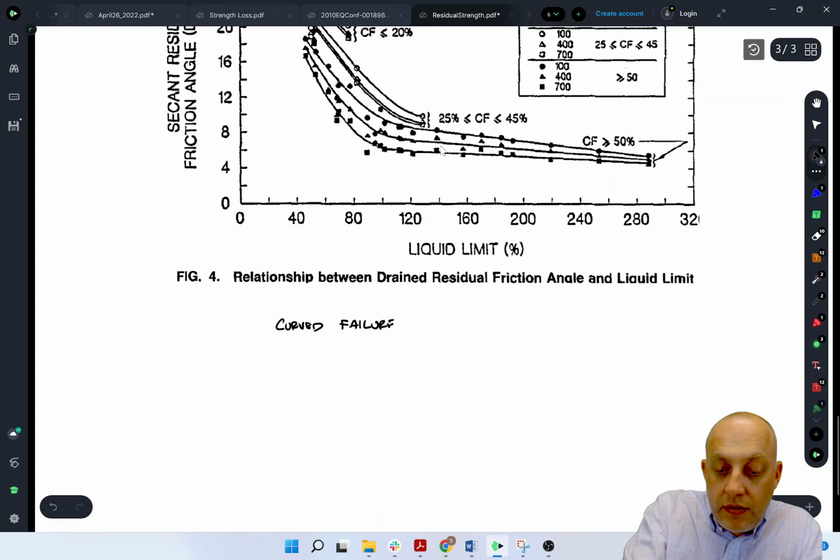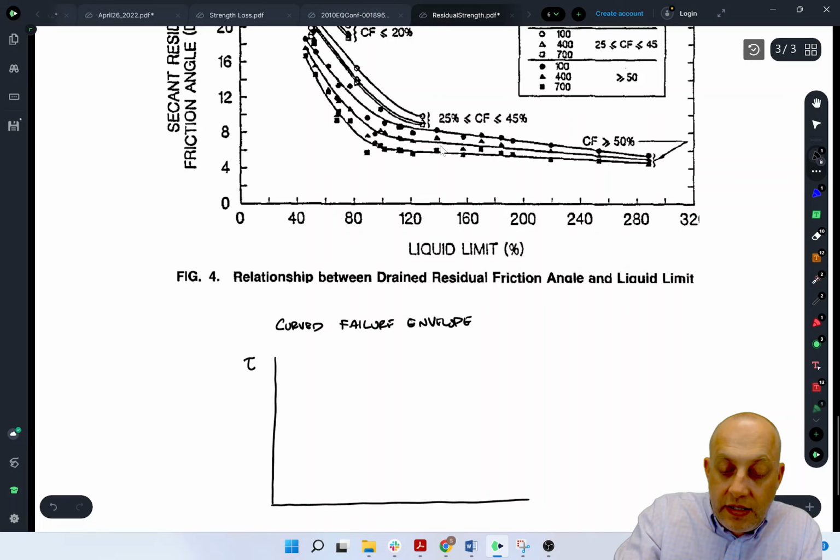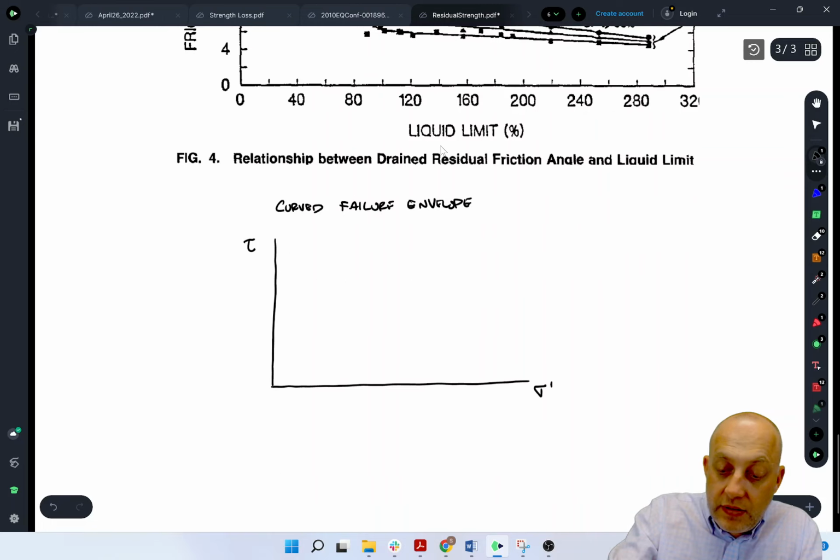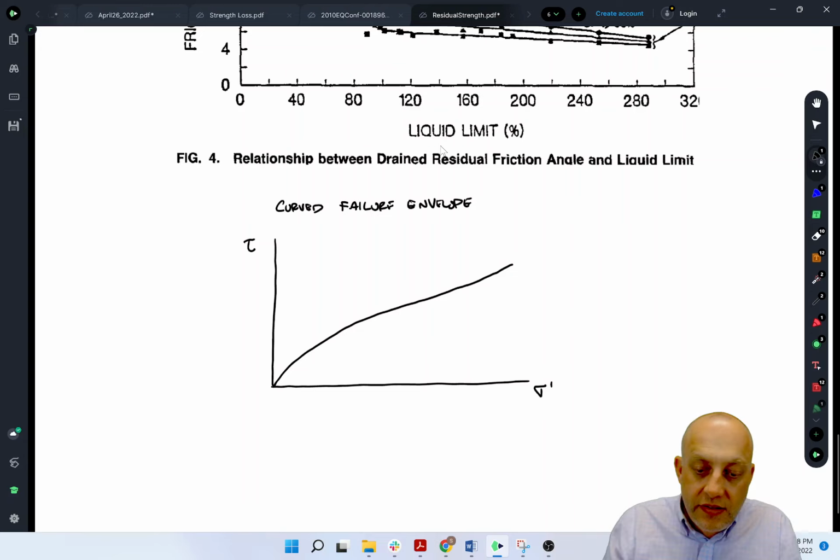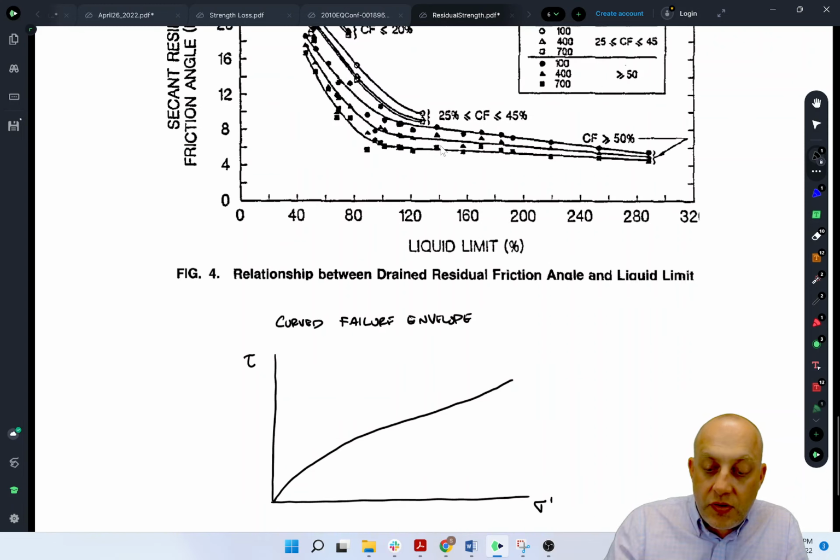And let me sketch it here real quick. If you were to plot tau versus sigma prime and sketch more circles, you're going to get some kind of a curved thing like this. And there's different ways to handle this, right? One thing you could do, anyway, the slope of this line is less when you get to higher pressure, but the strength is always higher, right? Slope is higher at low pressure, but strength is lower.